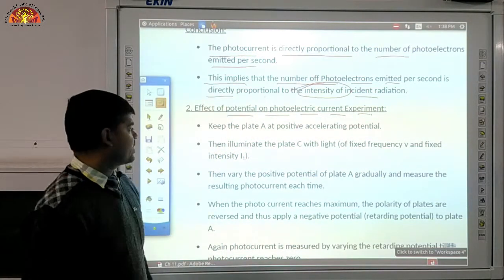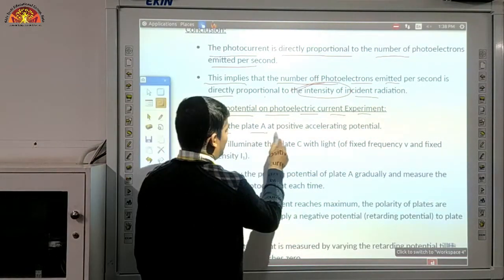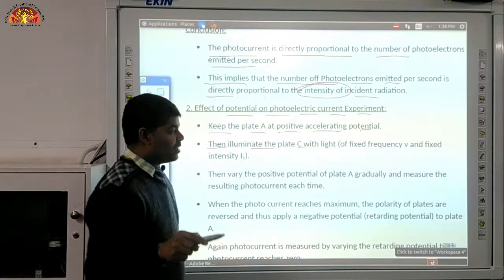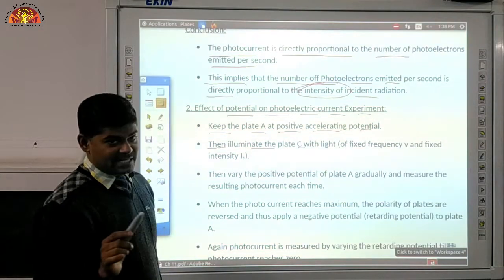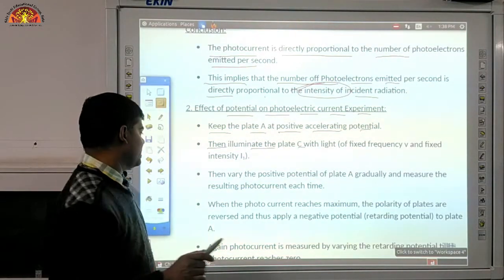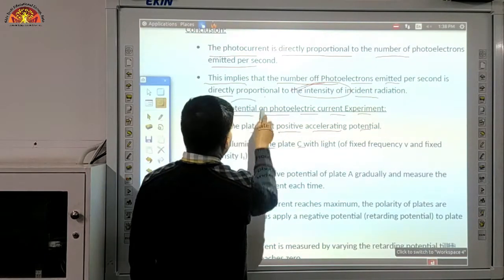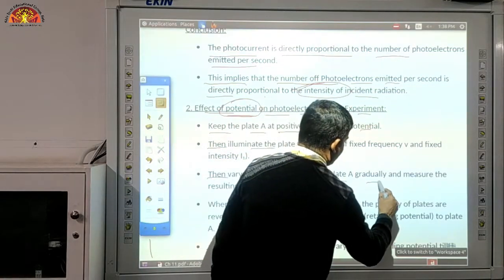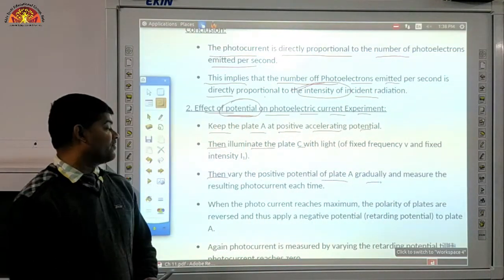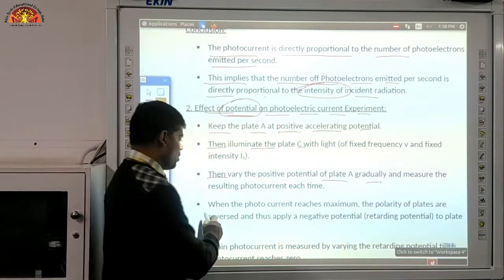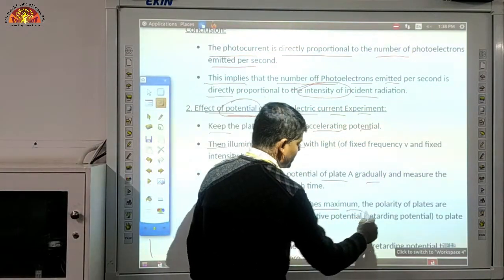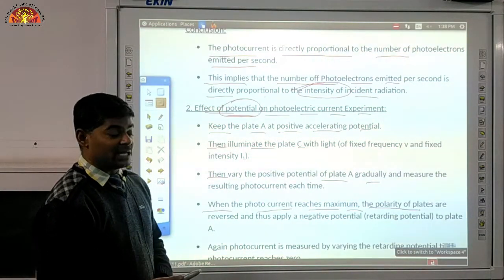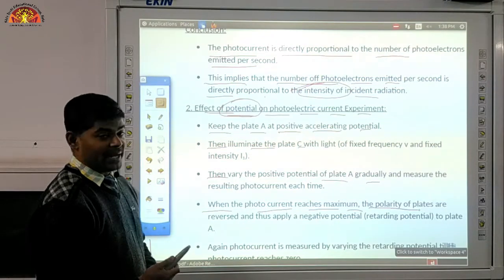Potential का क्या effect पड़ता है? Again we have to keep the plate A at positive accelerating potential, then illuminate the plate C with light of fixed frequency and fixed intensity. अब बच्चों यहाँ पे इंटेंसिटी और फ्रीक्वेंसी हमें फिक्स रखनी है, because हमें यहाँ पे पोटेंशियल को वेरी करना है. Then vary the positive potential of plate A gradually and measure the resulting photocurrent each time. Now when the photocurrent reaches maximum, the polarity of the plates is reversed and thus we apply a negative potential, retarding potential, to the plate A.